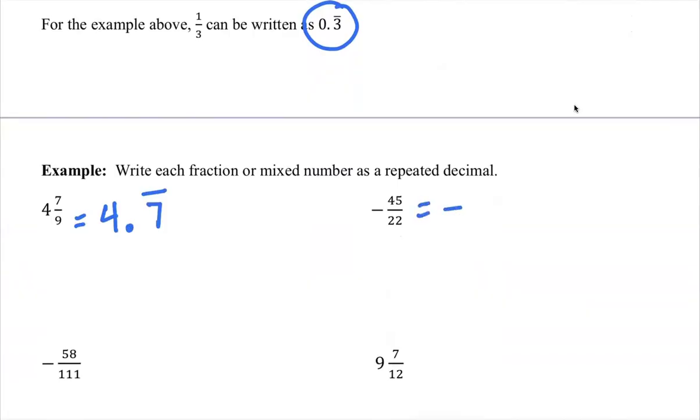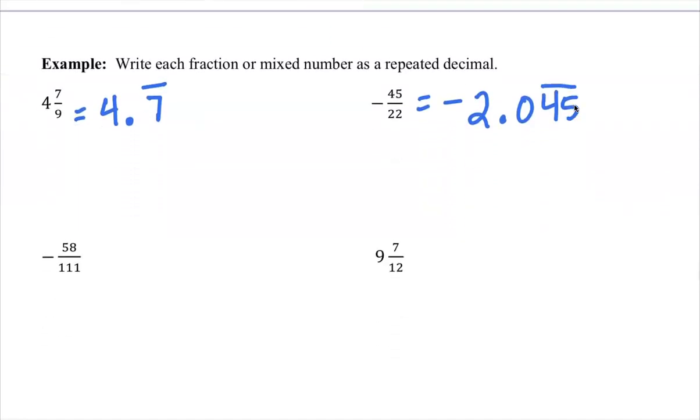Negative 45 divided by 22, there's a whole number part, so negative 2 point, you see how it's 0, 4, 5, 4, 5, 4, 5. The digits that repeat are the 4, 5. So we're not doing that, right? That's not the 0 that repeats. It's just the 4, 5 that repeats. So I'm just going to erase these, and we would write it like this. Negative 2.0, the line is over the 4, 5 because that's what repeats.